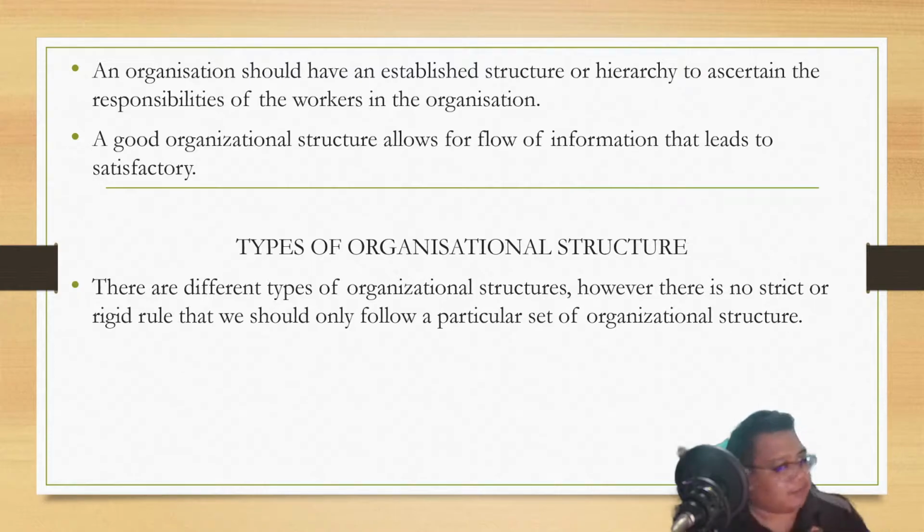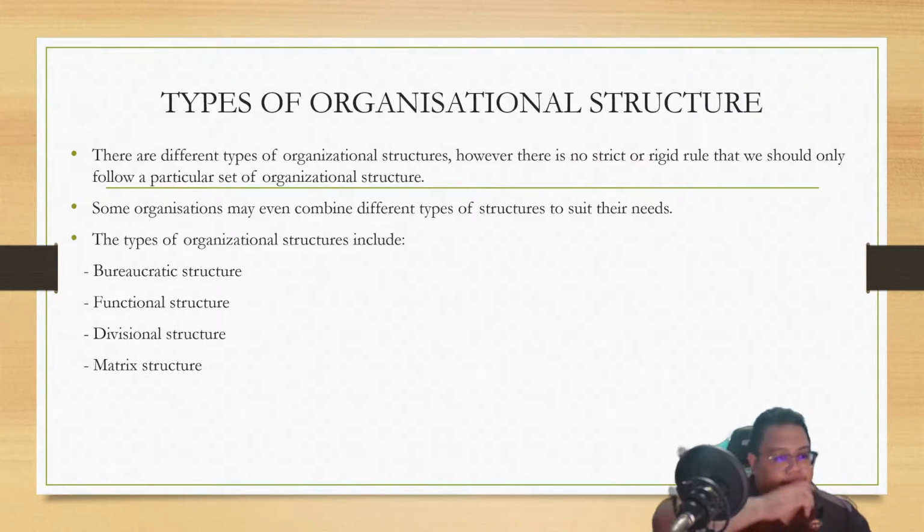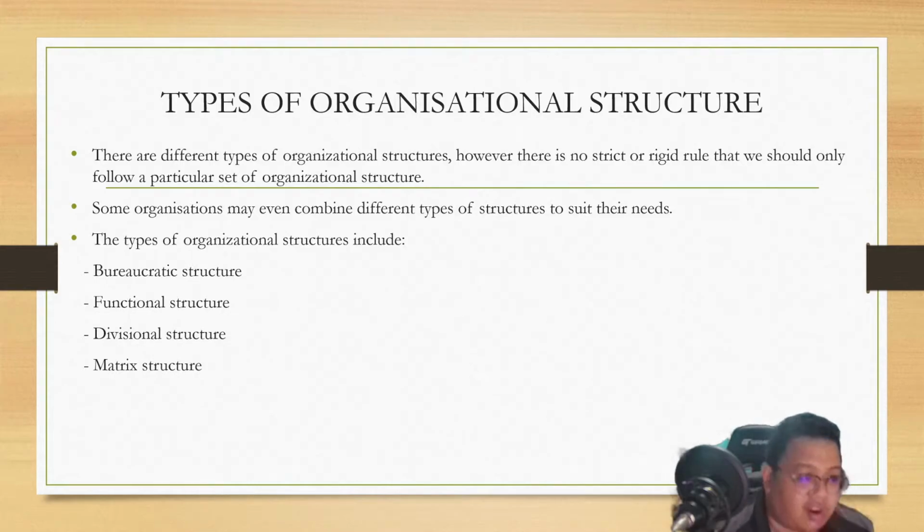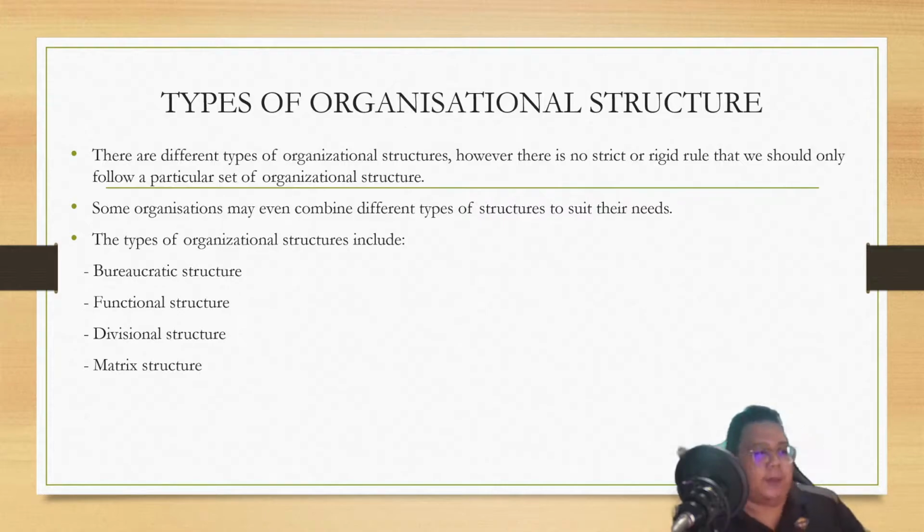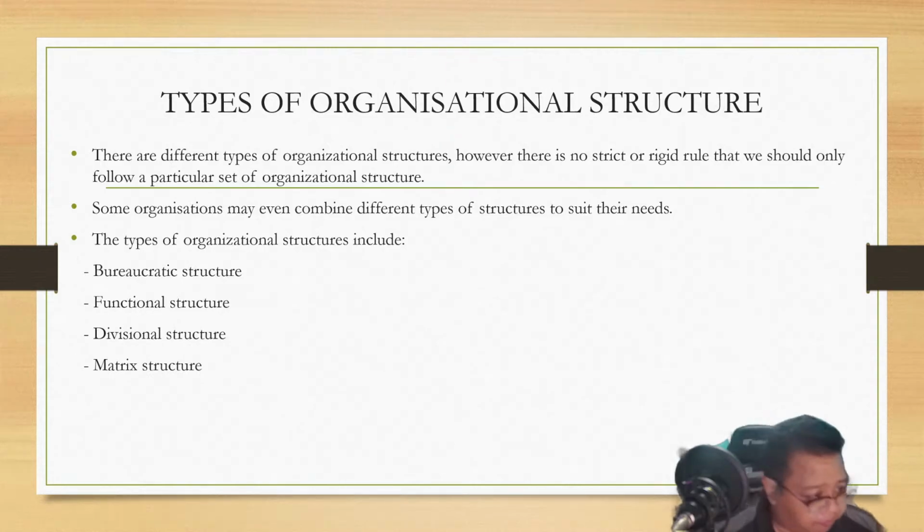Okay, there are several types of organizational structure. However, there is no strict or rigid rule that we should only follow a particular set of organizational structure. It depends on what kind of organization you are. Some organizations might even combine different types of structures to suit their needs. So you might have a bureaucratic, then functional, maybe they combine with matrix or something.